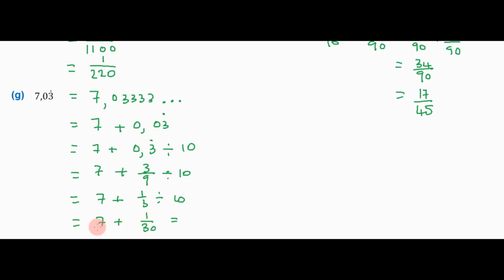Now, 7 is 7 over 1. We want the denominators to be the same, so we multiply 7 over 1, both numerator and denominator, by 30. So it's 210 over 30, plus 1 over 30, which is 211 over 30.